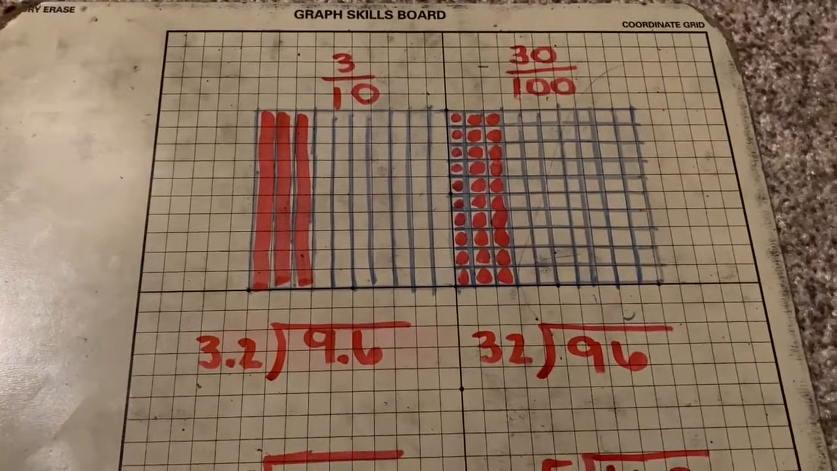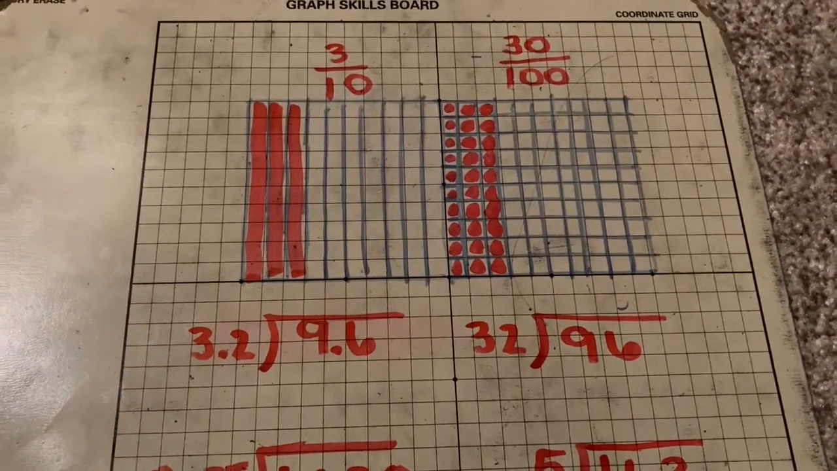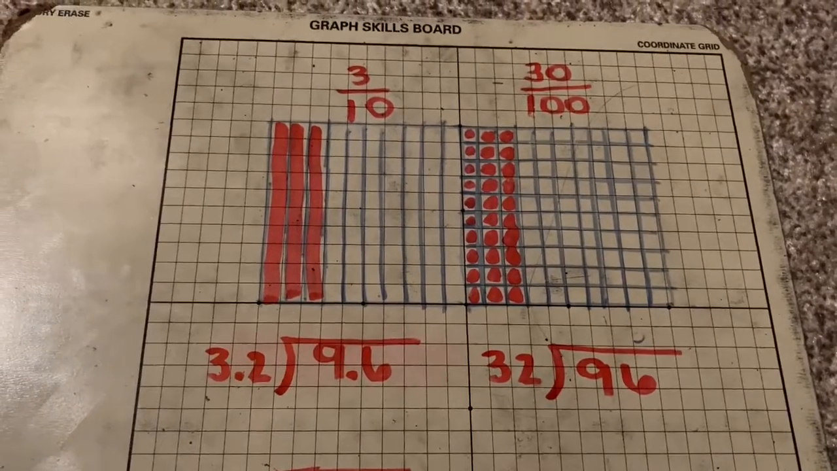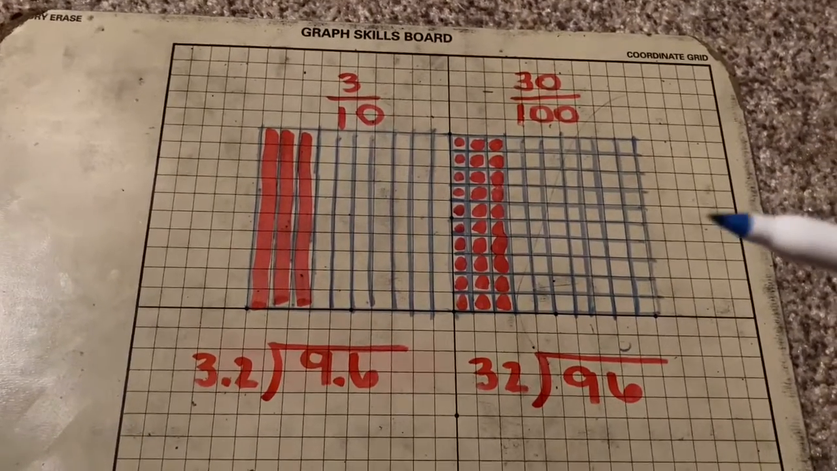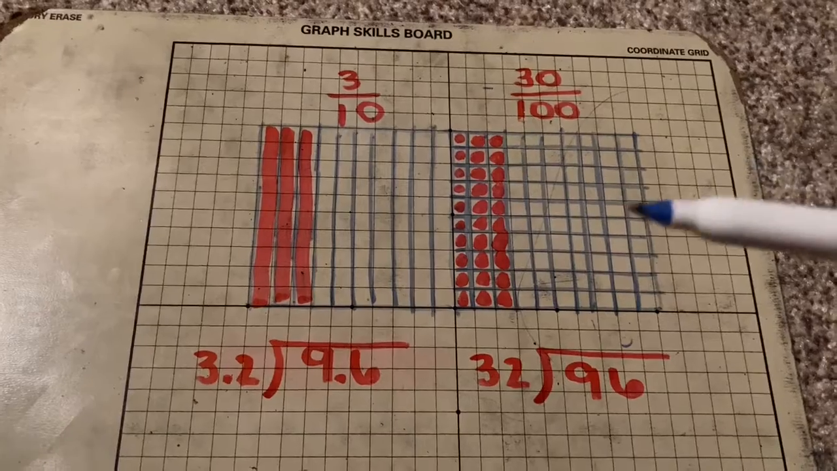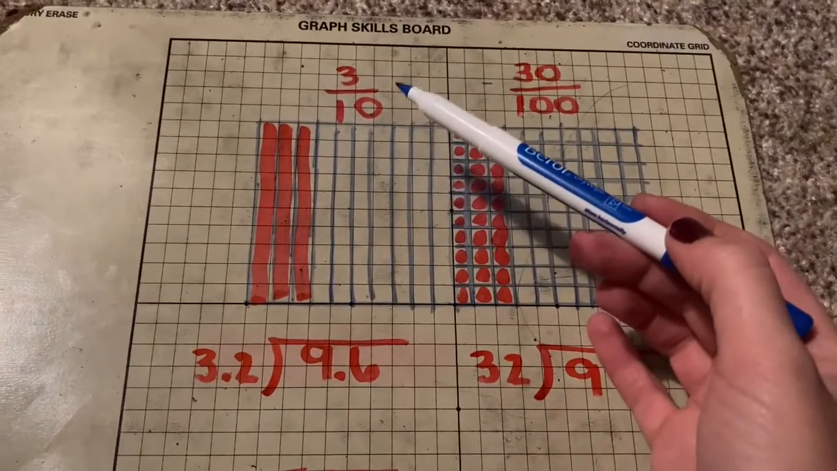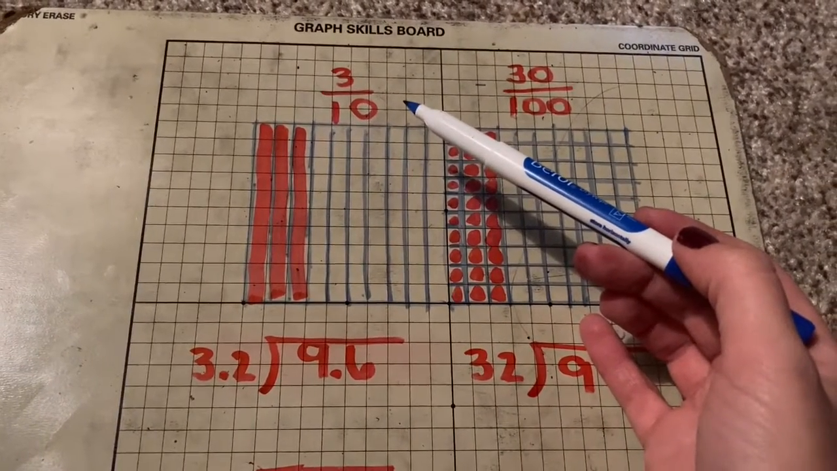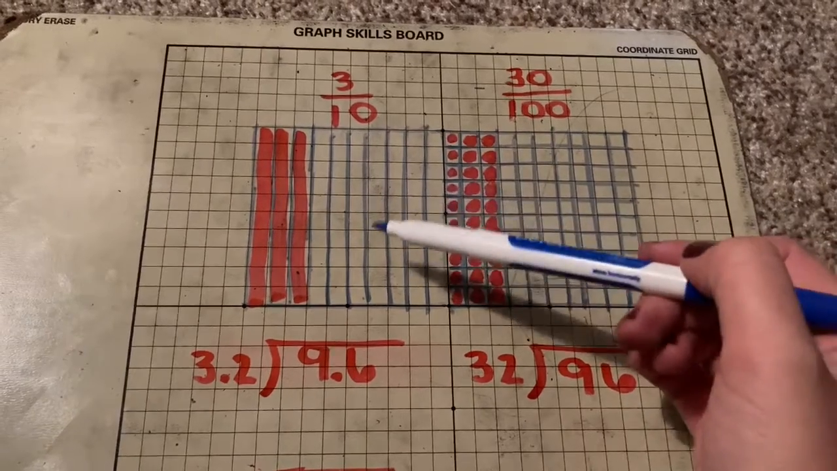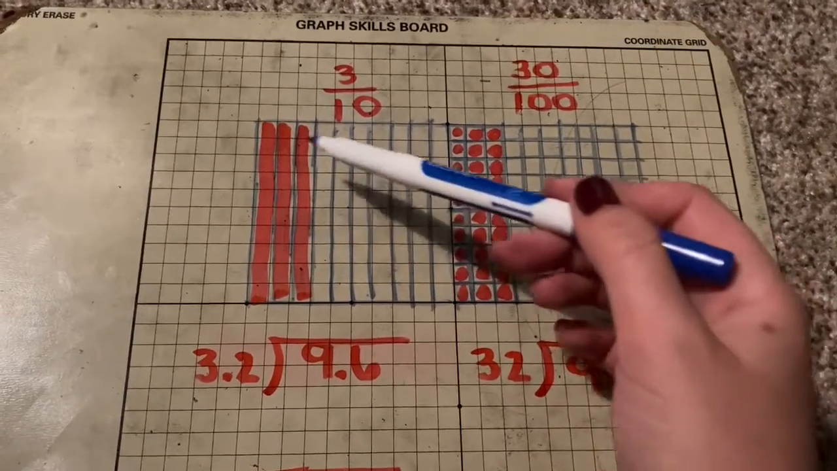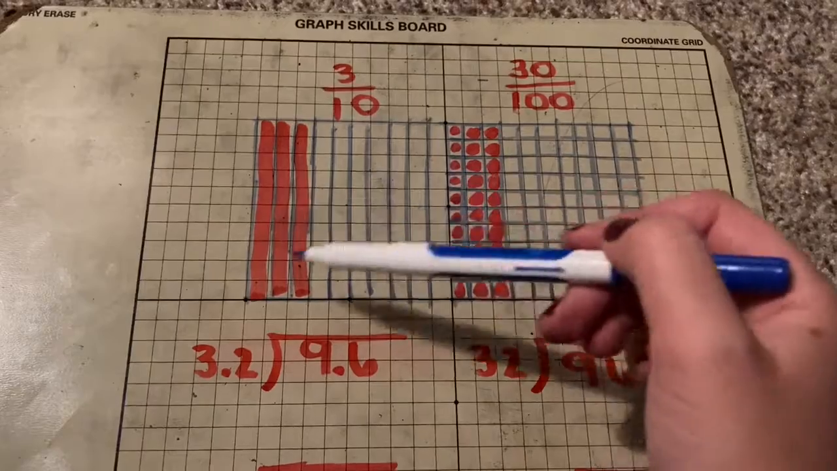Hi everyone, today we're going to look at equivalent fractions and how that can help us when we're dividing numbers that have decimals. So first, let's look at some equivalent fractions to activate our schema. Here I've written 3/10, and what that means is I take my unit and divide it into 10 equal pieces, and of those, I'm using 3 of them.